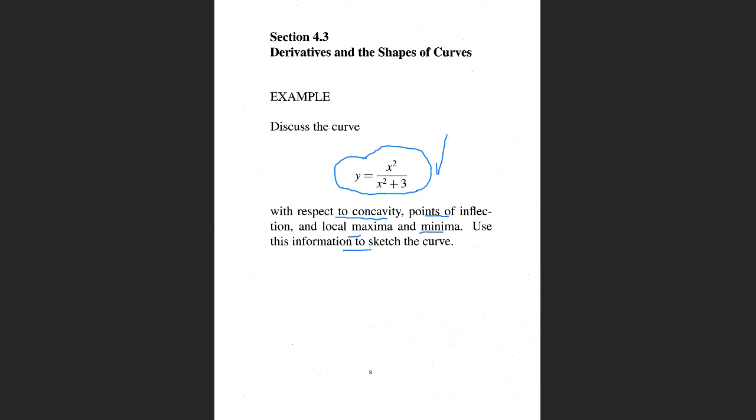So let's go ahead to the solution here. Okay, now the first thing I'm going to just note is that the domain of this rational function is from negative infinity to infinity. The denominator x squared plus 3 will never equal 0.